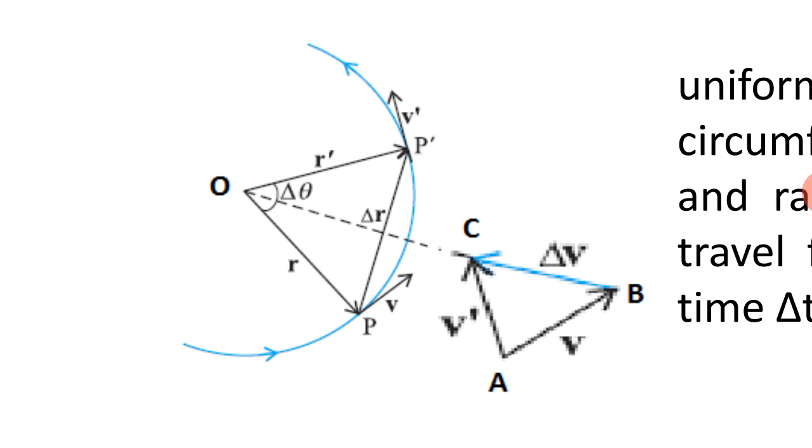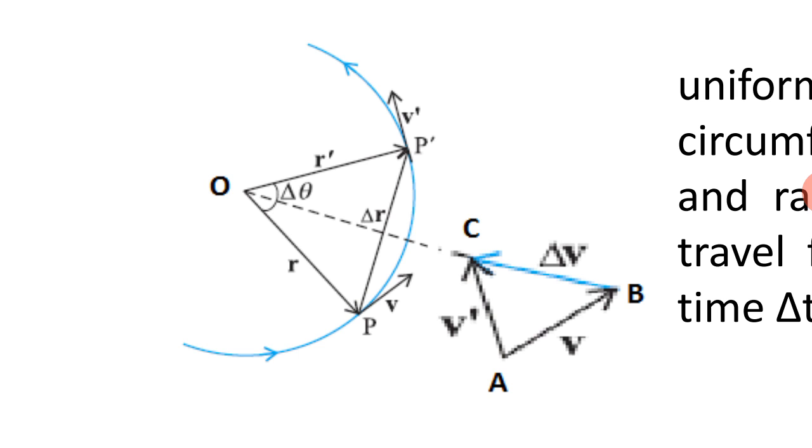So AB indicates vector v, and AC represents vector v dash. But remember, AB equals AC because the magnitudes are the same.